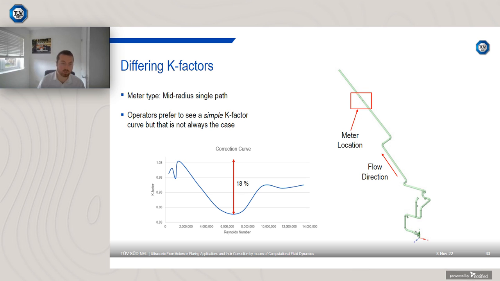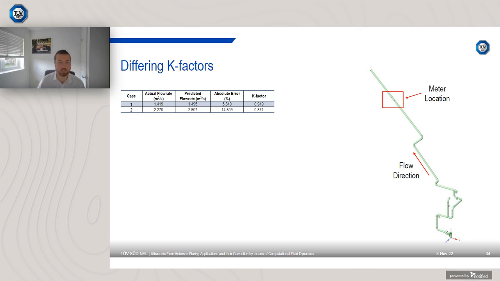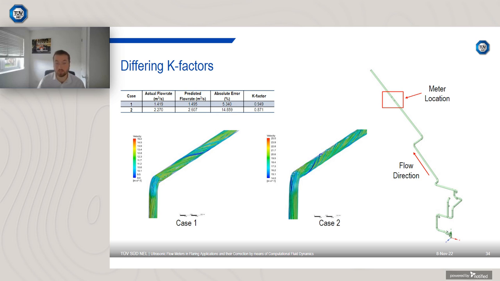So we took two cases with quite a similar flow rate. So you can see that the actual flow rate is about 1.4 for case 1, and for case 2 it's about 2.3. But the absolute error in the K-factor is quite significantly different. So when we're looking at the results, we can see that for case 1 the flow was rotating clockwise, and for case 2 the flow was actually rotating anti-clockwise. So there's a different rotational flow, and you really wouldn't expect that, especially since in this case the geometry isn't changing, it's just the process conditions. So that's quite an interesting point, which is why we're looking at these two cases.